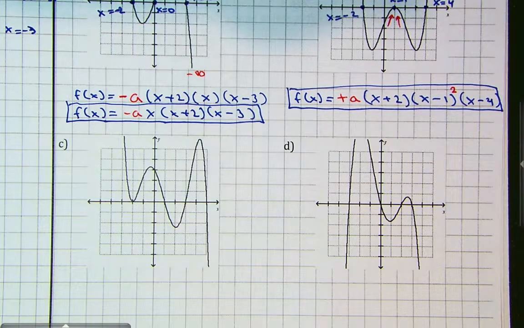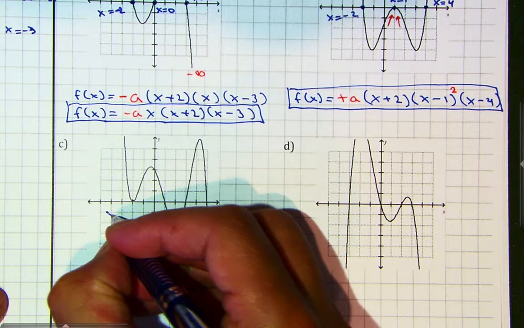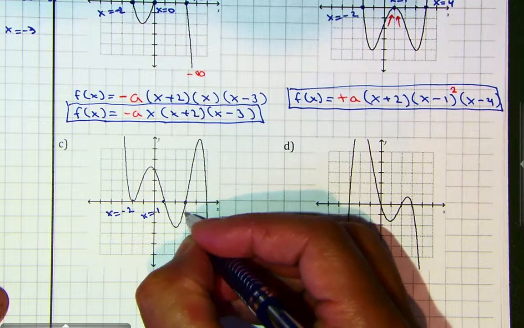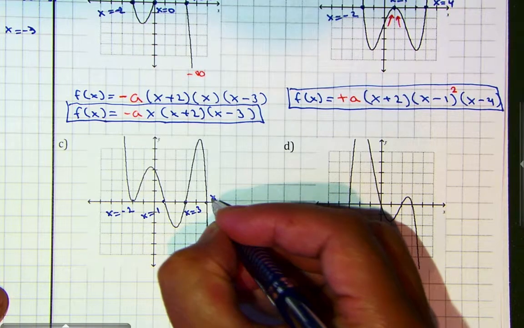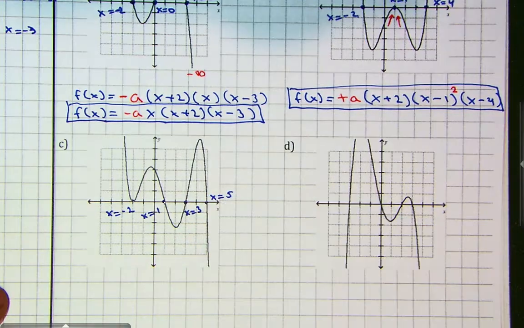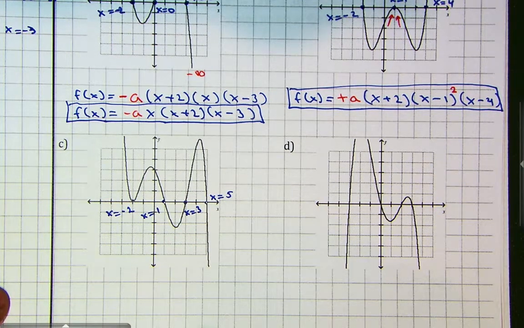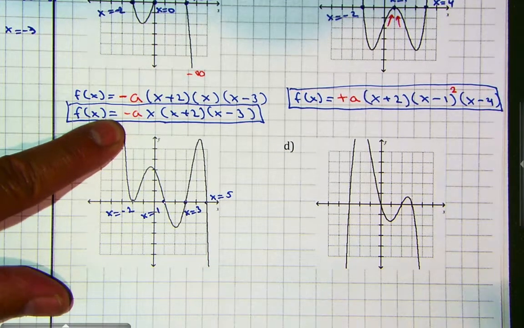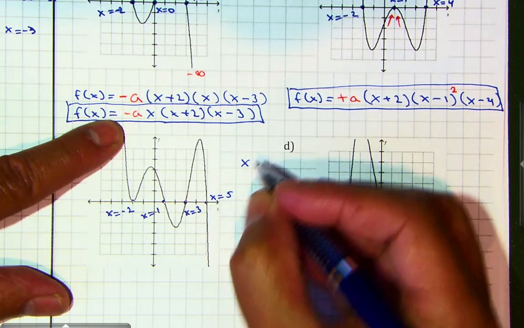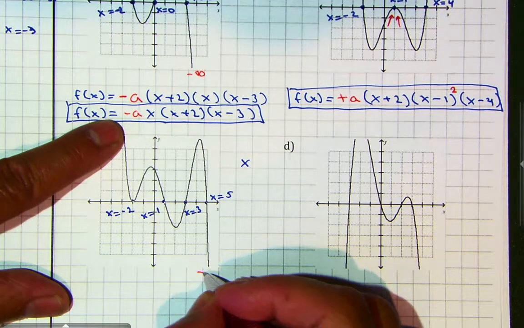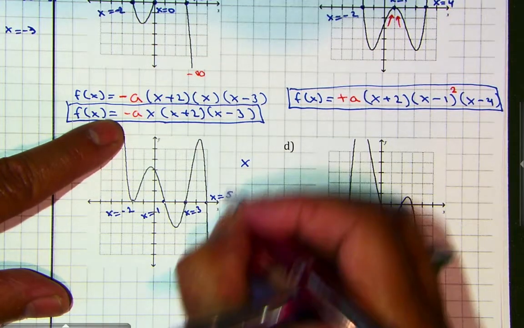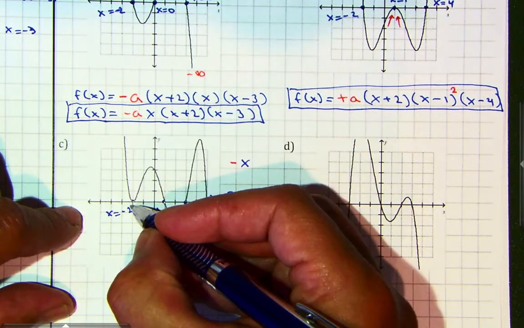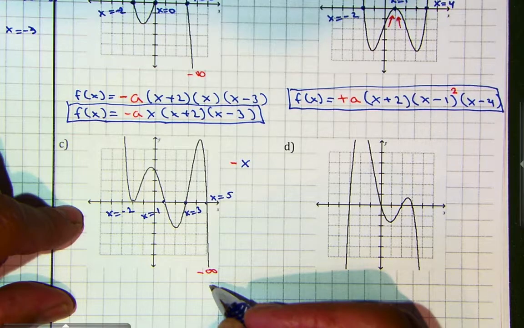So for letter C, in this case, we have x equal to negative 2, x equals 1, x equals 3, and x equals 5. Now let's see, this should be odd degree. You agree? So I know that this should be x. On the right hand side, it approaches negative infinity, so therefore that should be a negative. And what should be the exponent? 1, 2, 3, 4, 5. Do you agree?